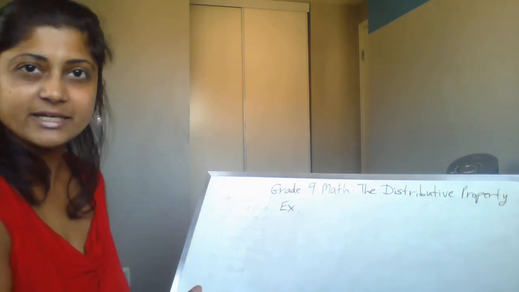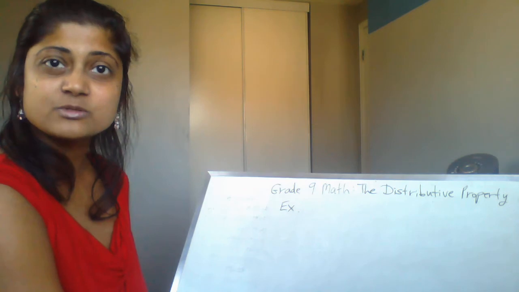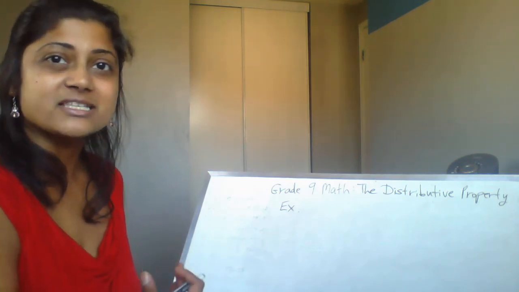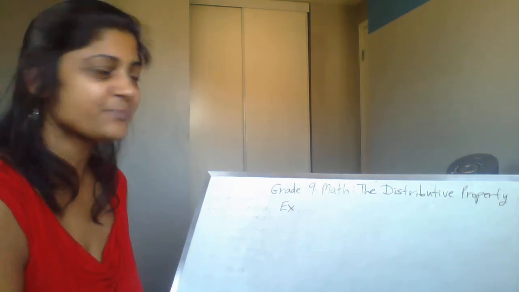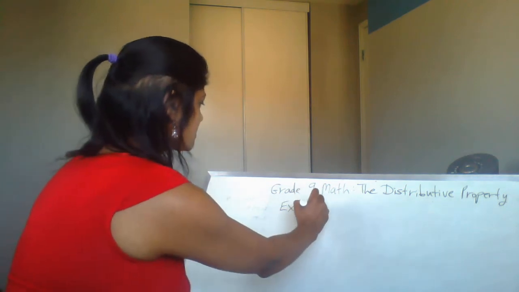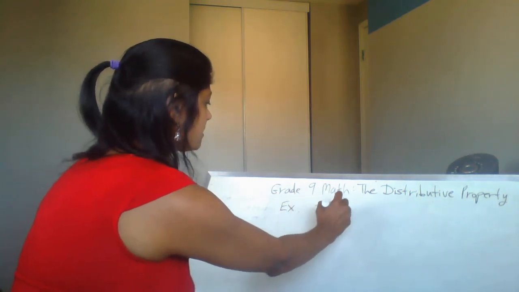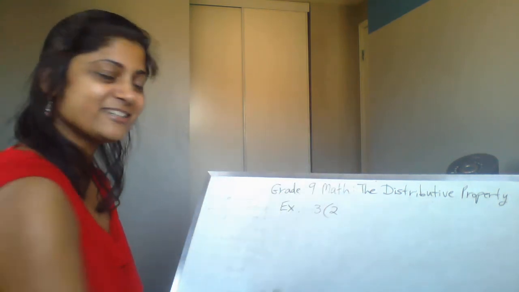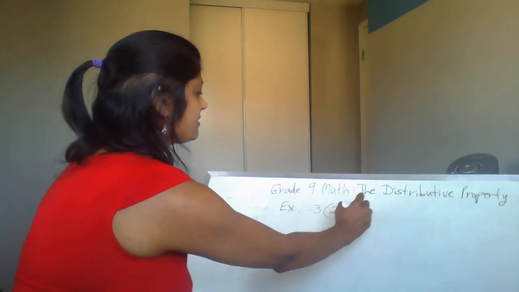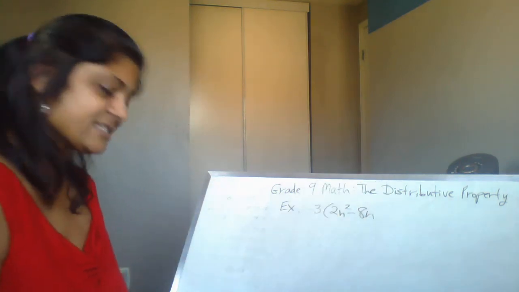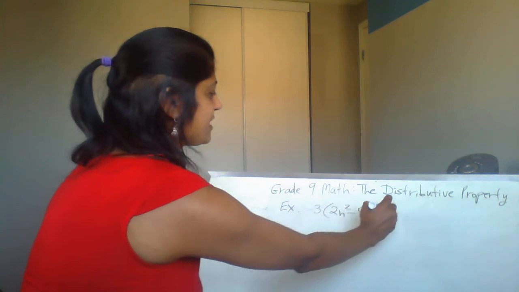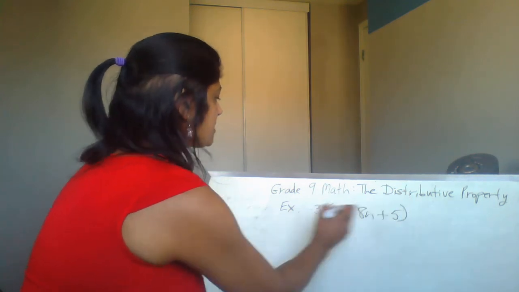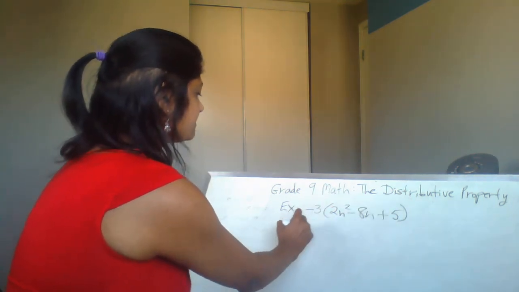We're going to dive right in, and I'm going to choose some examples from the textbook, and we're going to do the examples together. Alright, so let's try this one here. Okay, so this is negative 3, times 2n squared minus 8n, plus 5. So this is basically what we're doing.